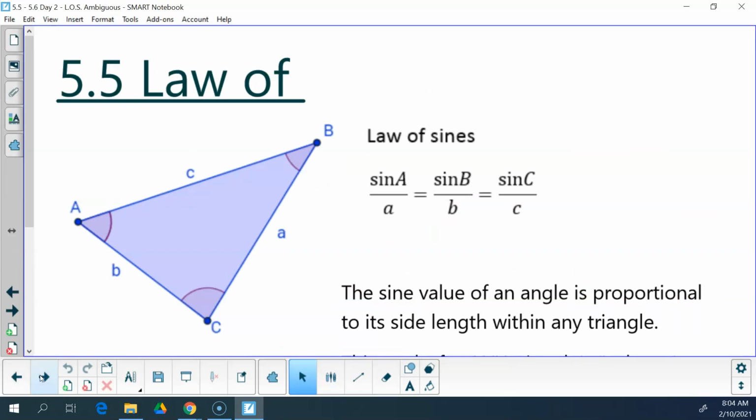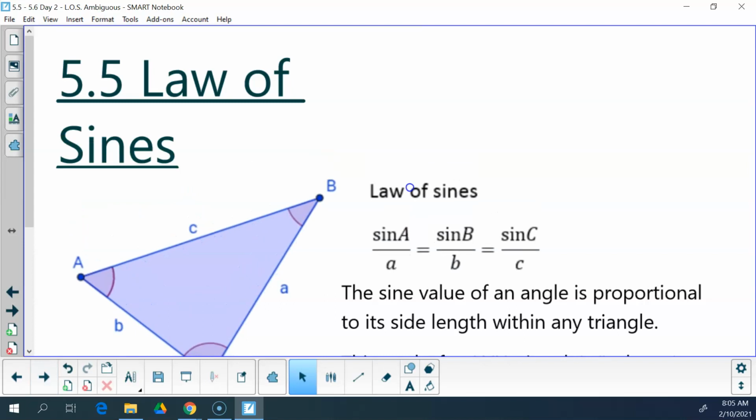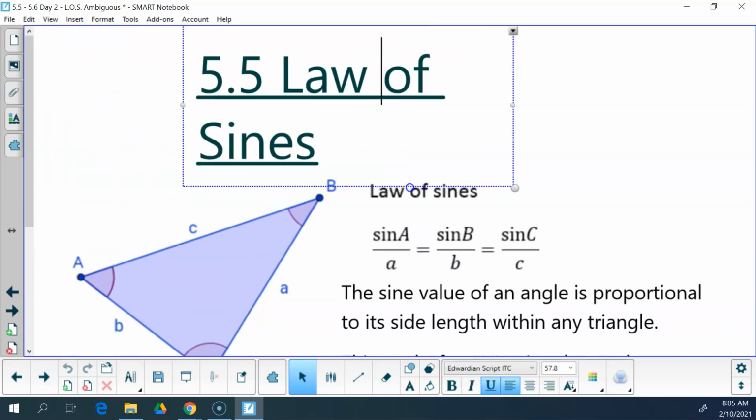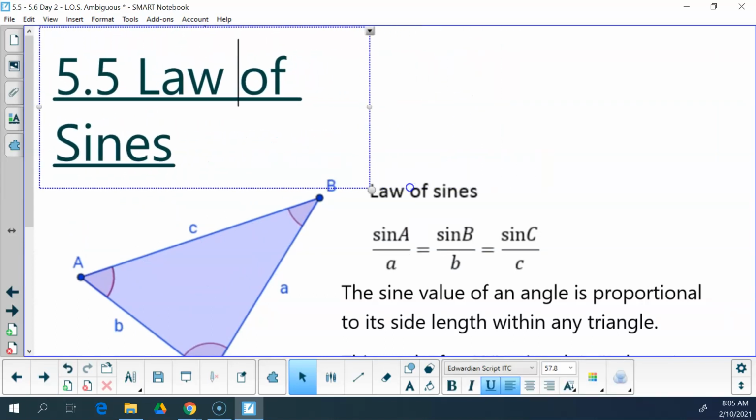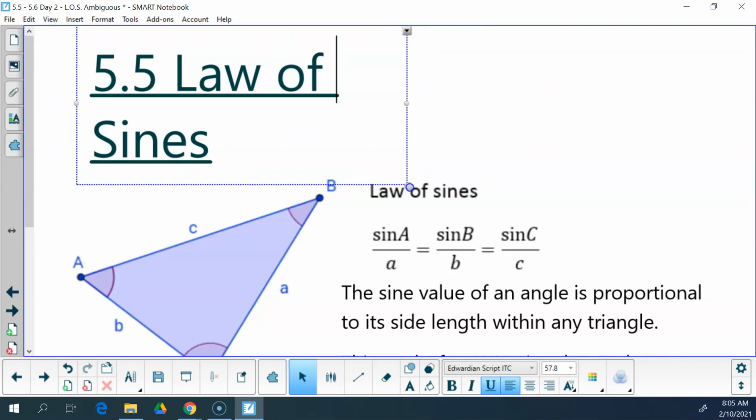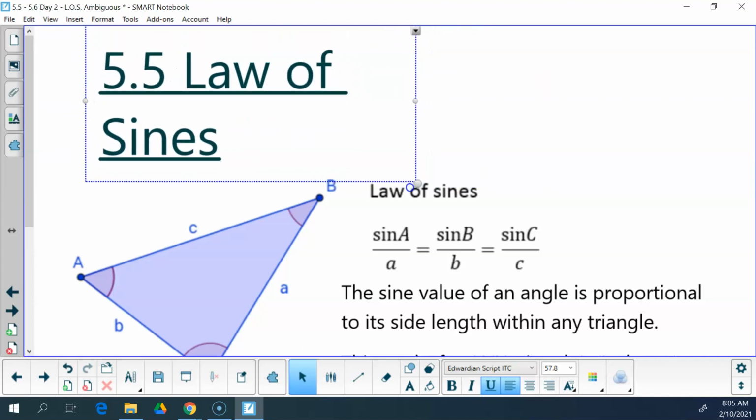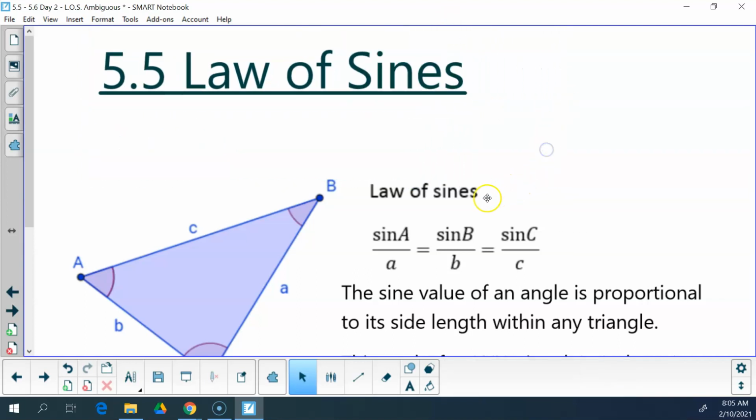So the law of sines from yesterday. Okay? I don't know why we canceled out the law of. There it is. Oops. Oh, come on now. There we go.